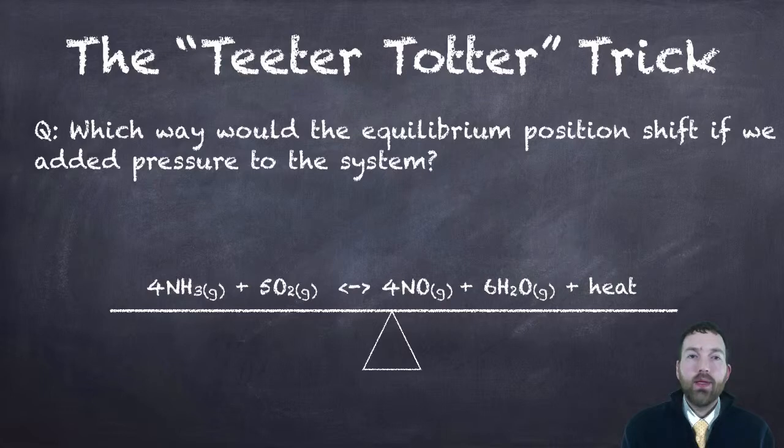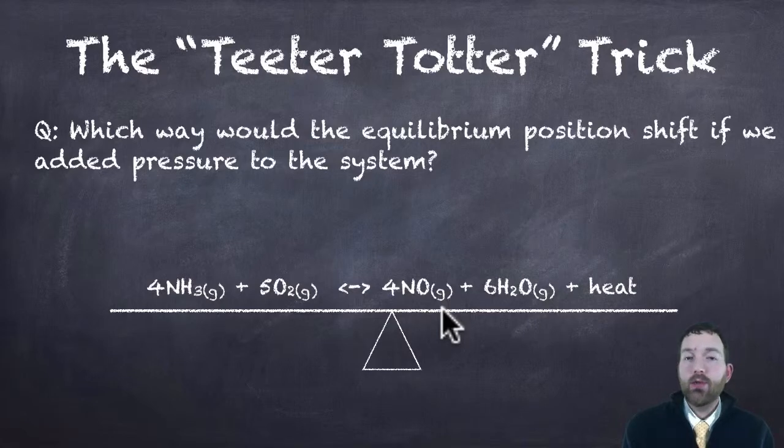How about if we added more pressure to the system? So if it's a question about pressure, the first question you ask yourself is, is everything a gas? Gas, gas, gas, gas. Yes. So next what we need to do is count moles. So on the left-hand side I have 4 moles of NH3 and 5 moles of O2. So that's 9 moles of reactants on the left. On the right I have 4 moles of NO and 6 moles of H2O. So that's 10 moles of products on the right. So if I increase the pressure, the reaction will have to shift to the left because the left-hand side has less stuff.